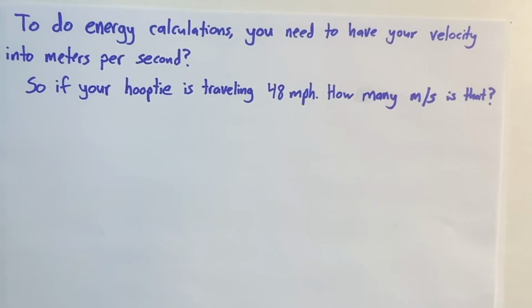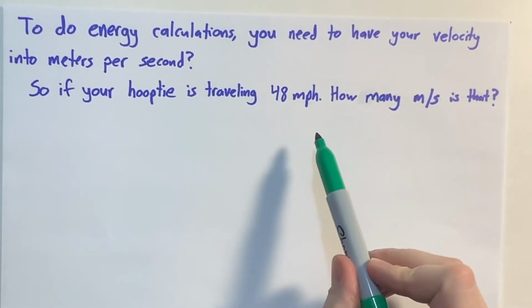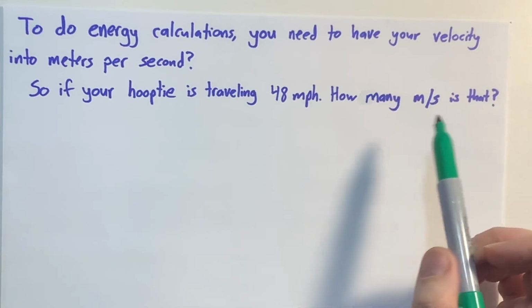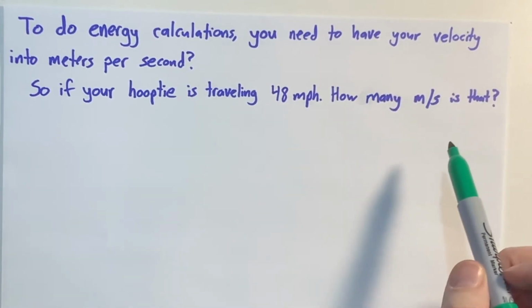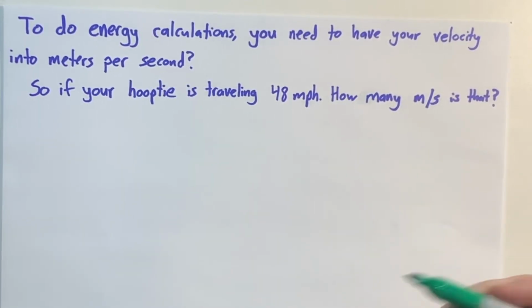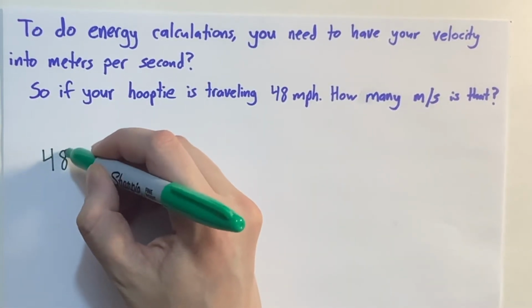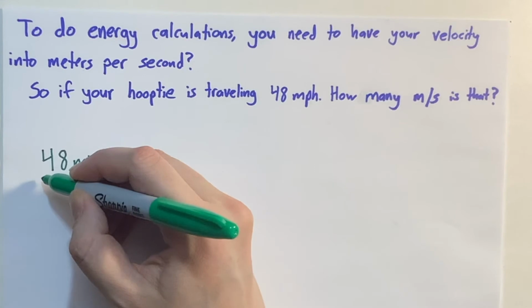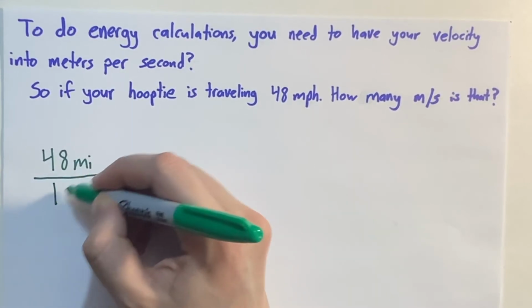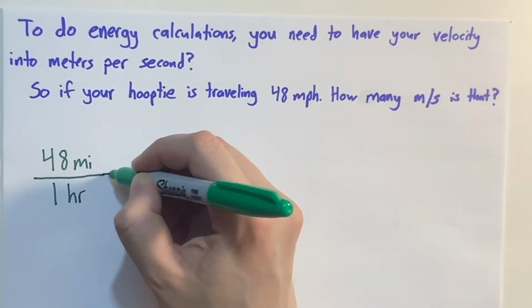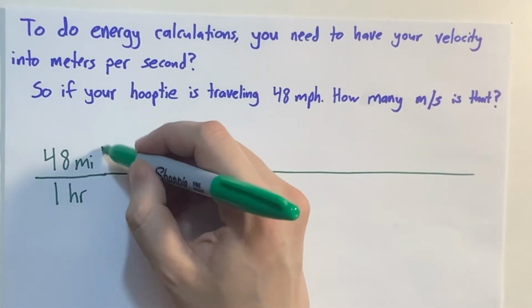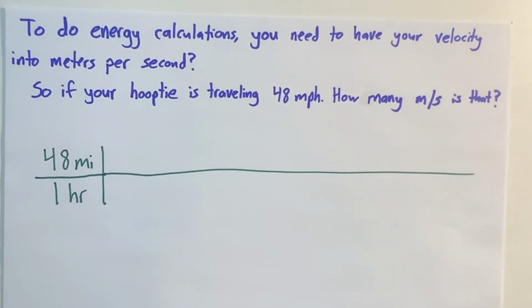Another place I see students getting confused is when they have to do speed or velocity. Because we have miles per hour and we're going to meters per second. Now, we're changing 2 different units here. So how do we do that? We use the picket fence method again. So we have 48 miles over 1 hour. Let's make this nice and big. All right, I'm going to start with miles.